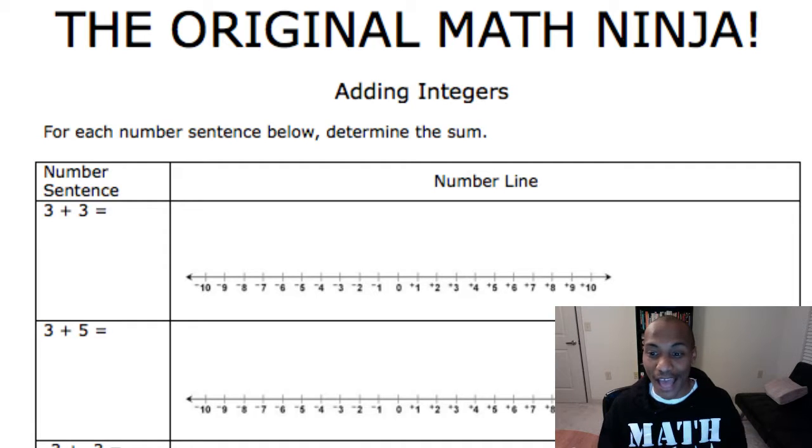So we're going to be adding integers to see exactly how we can utilize a number line to make sure that we can add positive and negative whole numbers. Positive and negative whole numbers are known as integers. So let's take a look and see exactly how we can do this.